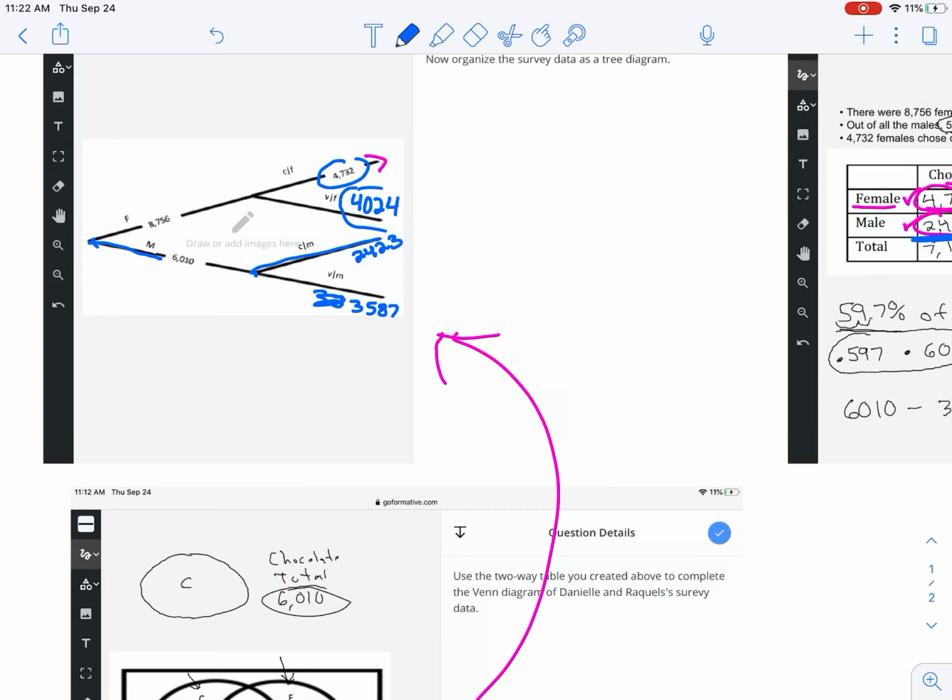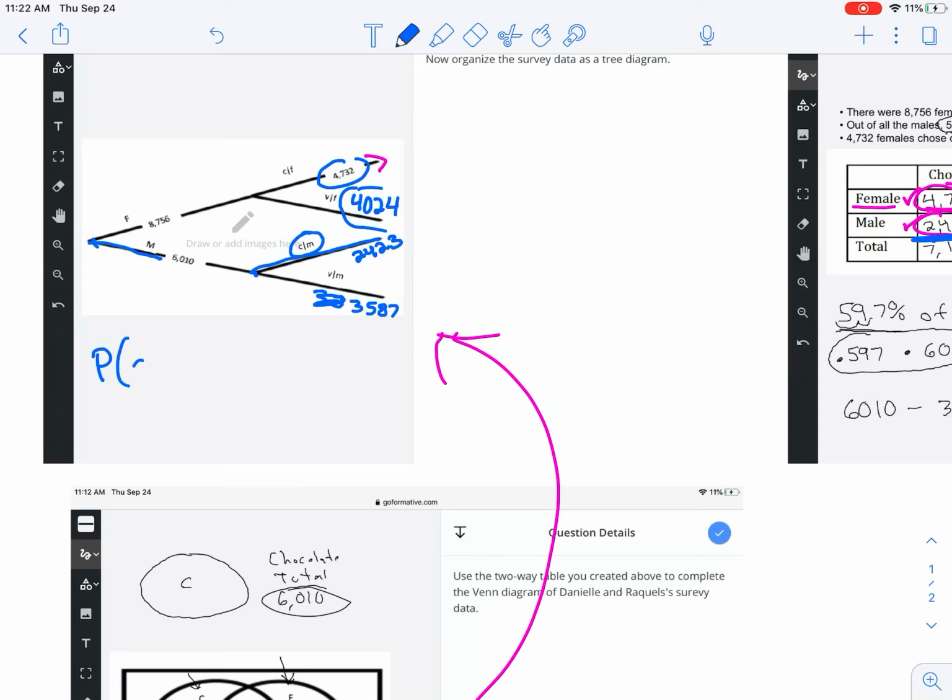3587. So that's how the tree diagram shook out a little bit. And then just really remember, these are the confusing parts, what these things mean. Okay, so chocolate given male, if I were to write it with really good notation, you're going to want to have really good notation, right?